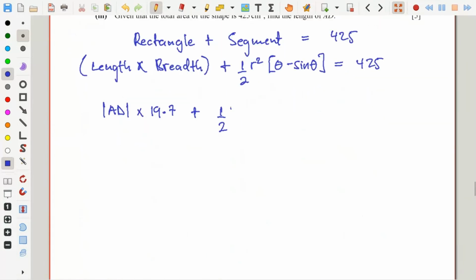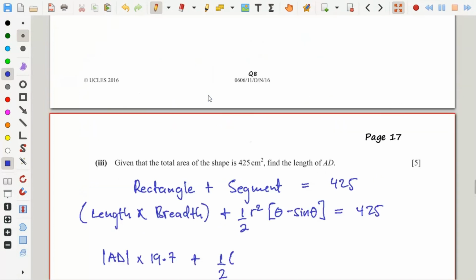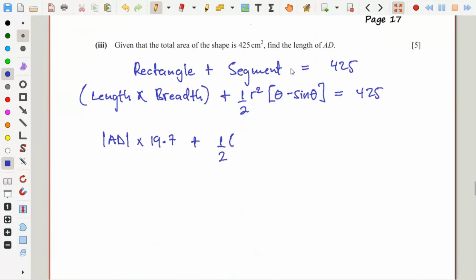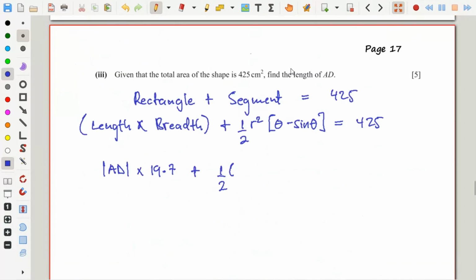Have you seen? Your radius is 12. The radius of the sector or the segment is 12. So that is 12 squared. Angle is 1.92. Okay, quickly put this one on your calculator and let's see what you get.